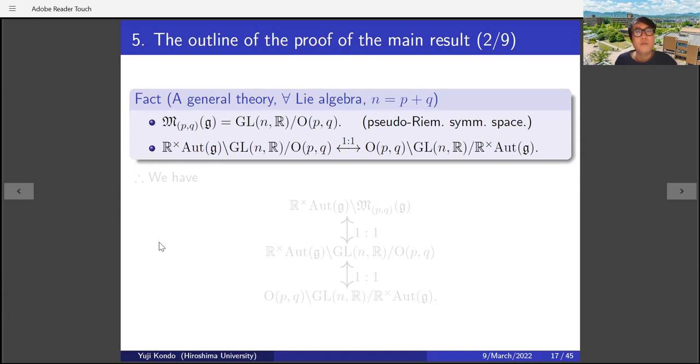First of all, from general theory, we have the next facts. For any Lie algebra, MPQG is a homogeneous space, and its homogeneous expression is given by GLNR over OPQ. This is a pseudo-Riemannian symmetric space. And also, we have a one-to-one correspondence between the double cosets GLNR divided by R cross of G from the left and OPQ from the right, and GLNR divided by OPQ from the left and R cross of G from the right.